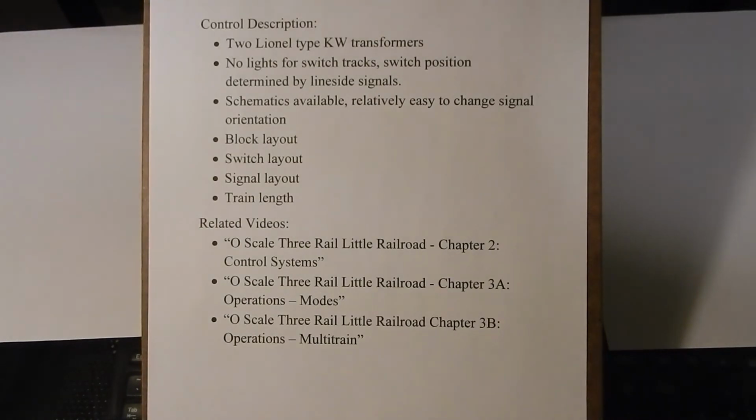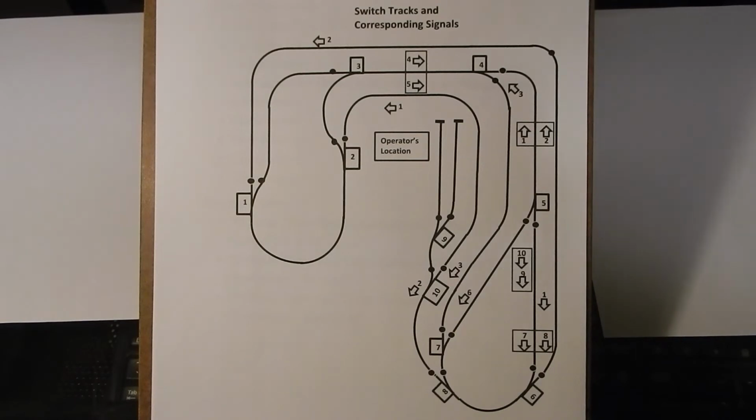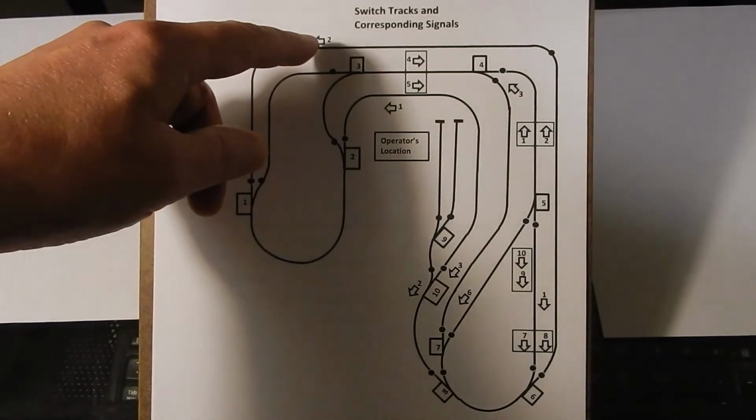The next items for discussion are our signal layout and train length, so let's take a look at those. On this diagram, we have removed the track block numbers and have put the signals represented by arrows, and they show which way the signal is indicating for. And next to the arrow is the corresponding switch track number that the signal is used to indicate. So like for here, this arrow here is the signal up here.